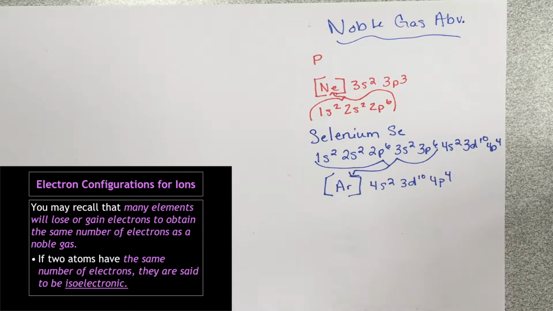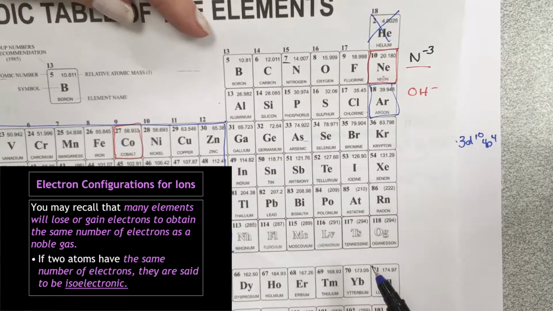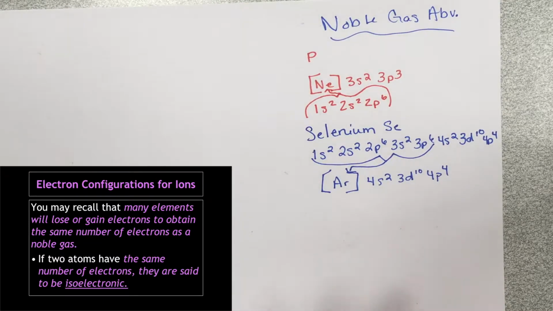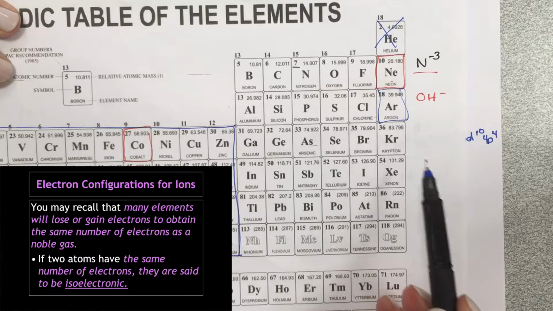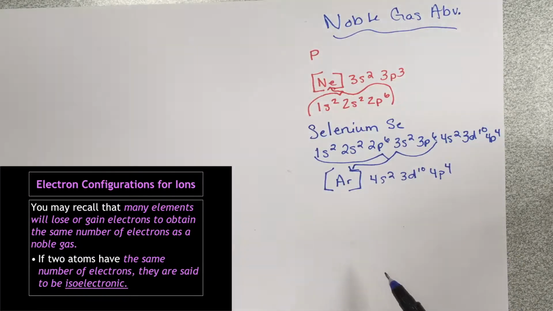And then if two atoms have the same number of electrons, they are said to be isoelectronic. So that word isoelectronic just means same number of electrons. Keep in mind the proton number never changes, okay? So you can be isoelectronic with a noble gas, but you're not a noble gas. You still have your number of protons. You just have the same number of electrons.